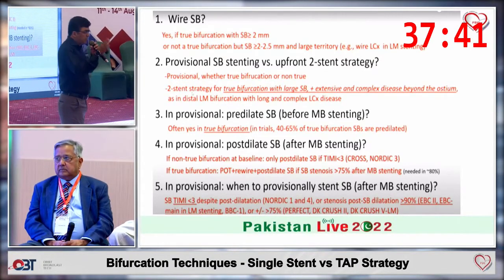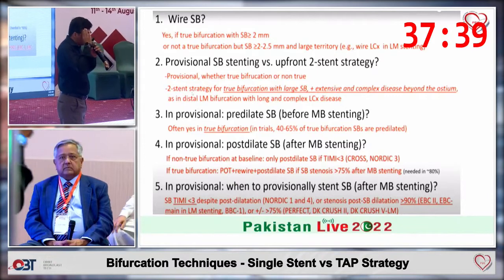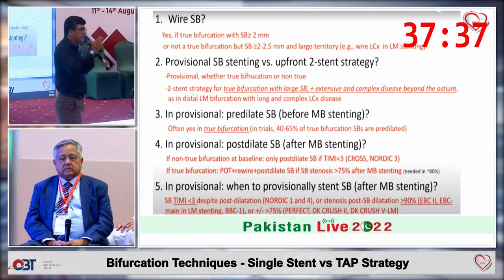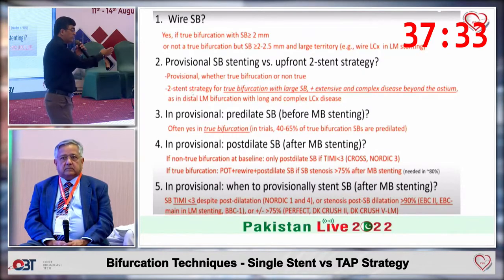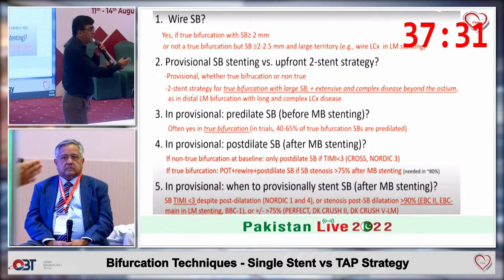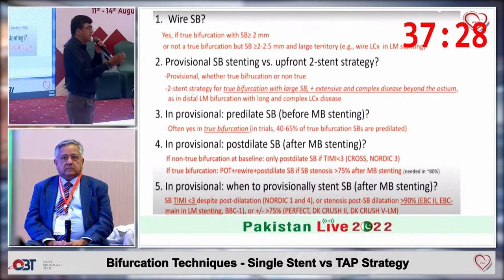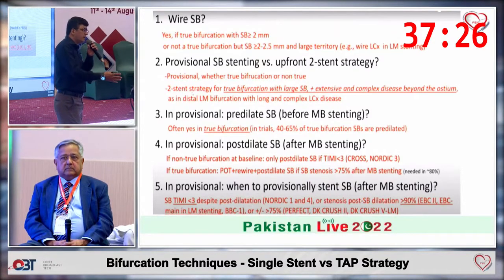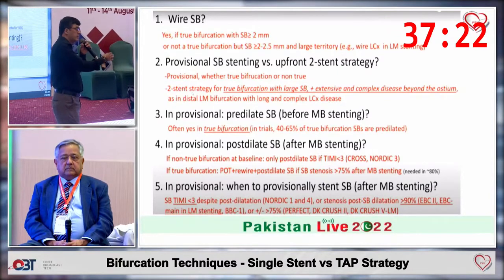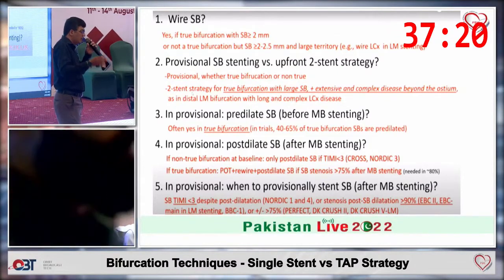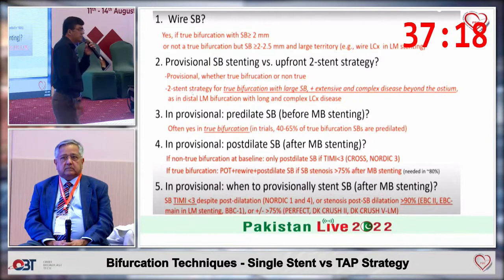If you're committed to a provisional strategy, then you must keep in your mind that you have already ascertained that this vessel is not that big. And as Professor Tanvir said, if you're going provisionally, he hardly pre-dilates the side branch because he thinks either it is quite small to be pre-dilated or the lesion is not that extensive or significant for that. And as I said, when you put a stent in the main branch, at times the flow in the side branch automatically improves in most of the cases, and you get a better result.